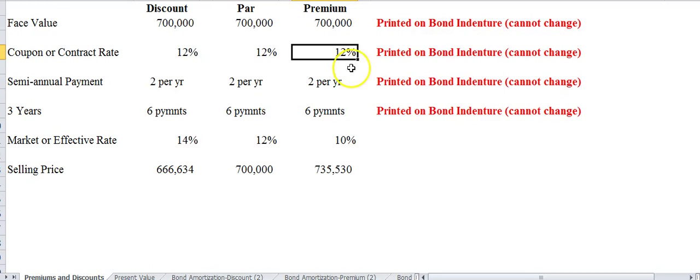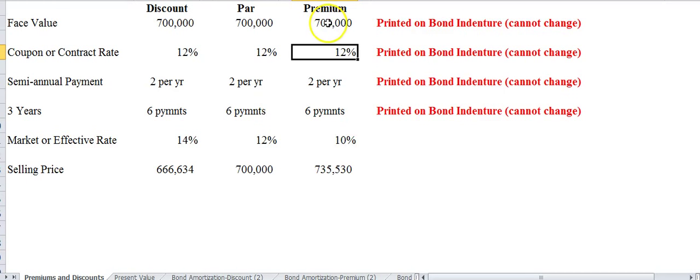You know, maybe the rate was 12% when the company started to print the bond indentures, and then it dropped suddenly. But at this point, they can't change the stated rate. What they'll do is they'll change the price. In any case, either the company will refuse to sell at $700,000 and demand a premium, or simply the market will bid it up to $735,530, because investors will compete with each other for this bond, which pays a higher interest rate than the 10% market rate.